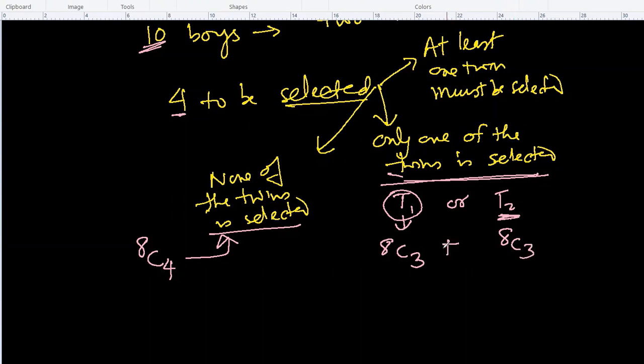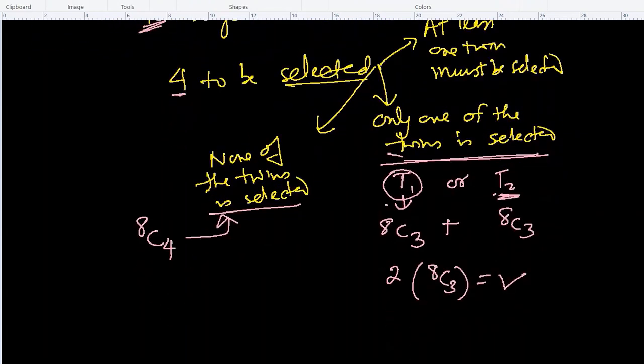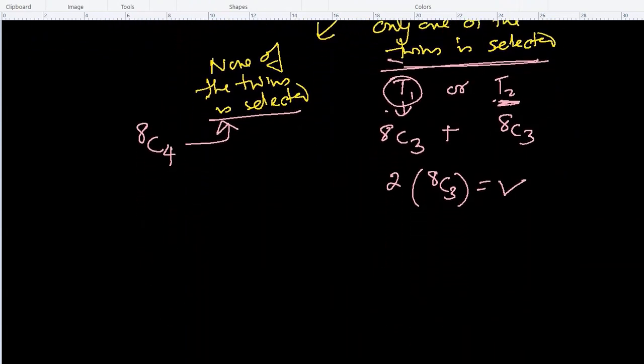So just add them. Either this will happen or this will happen. Add them, or you can just write 2 times 8C3 and whatever that answer gives. That is the solution for this one. Only one twin is selected. Let's talk about that at least one twin must be selected. At least one of them.